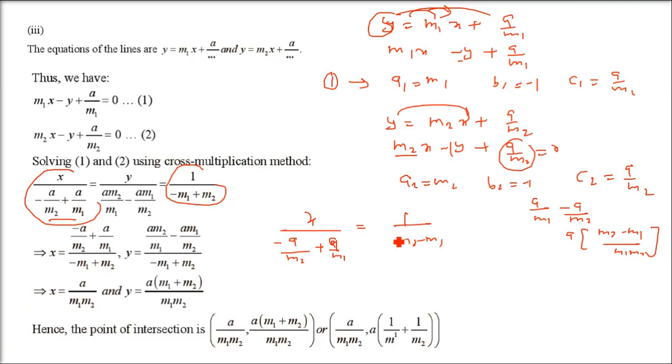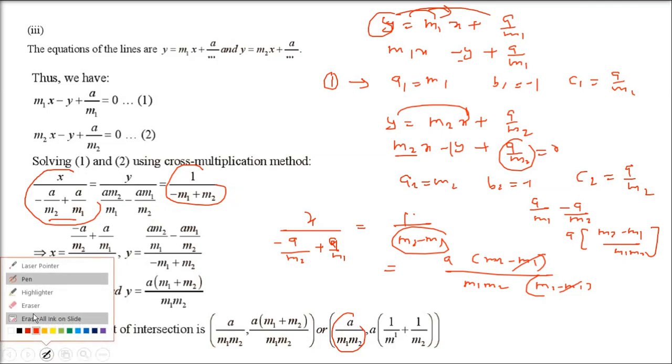Now you have m2 minus m1 in the denominator. If you take this to the numerator here, m2 minus m1 will be in the denominator. I'm taking the denominator of x to the right hand side. Since we have m2 minus m1 in the denominator, we can just cancel it. So you get a by m1 m2. First you got. Coming to the second one.